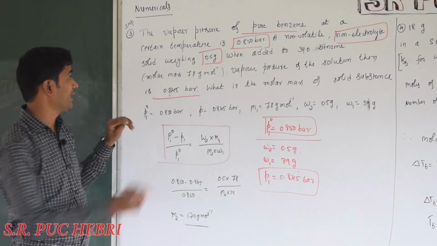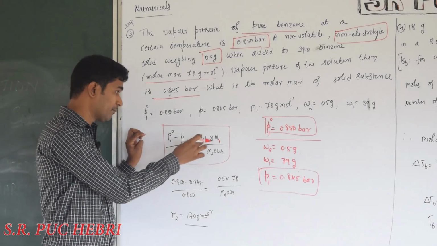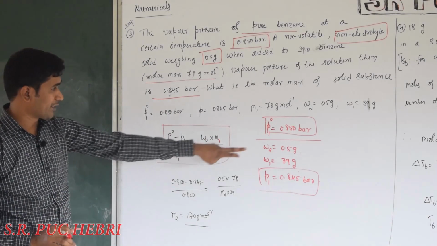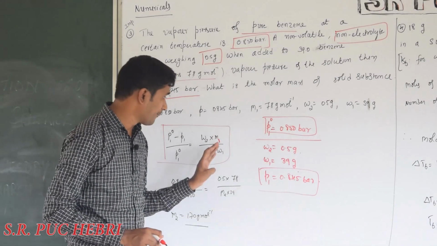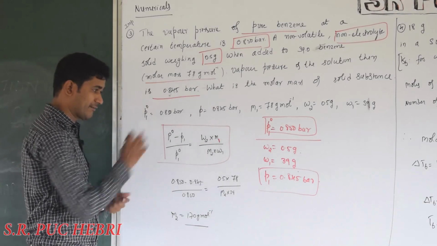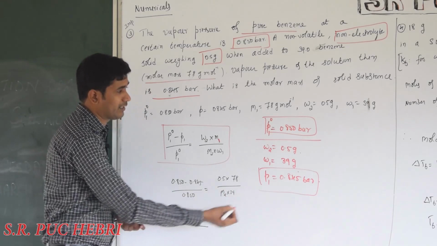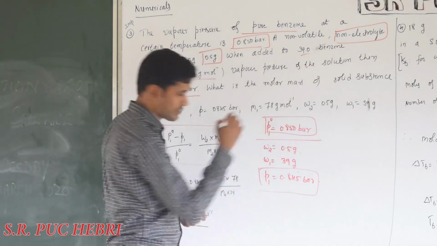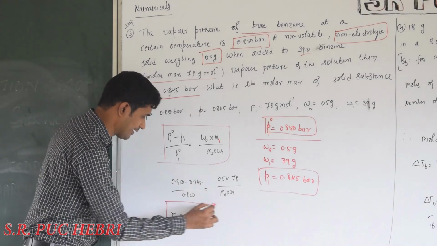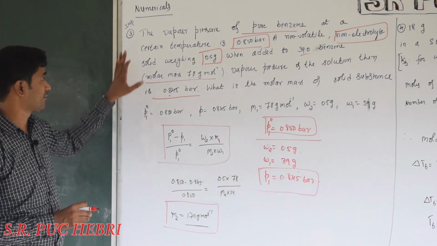So which is a solvent? Benzene is a solvent. You make the correction in the formula: W2 into M1 divided by M2 into W1. Here W2 is equal to 0.5 gram. M1, molar mass of the solvent, here it is mentioned, that is 78 gram per mole, divided by M2 into W1. W1 is what? Mass of solvent. You substitute and simplify, you will get the answer as 170 gram per mole. This is very important for 3 marks.